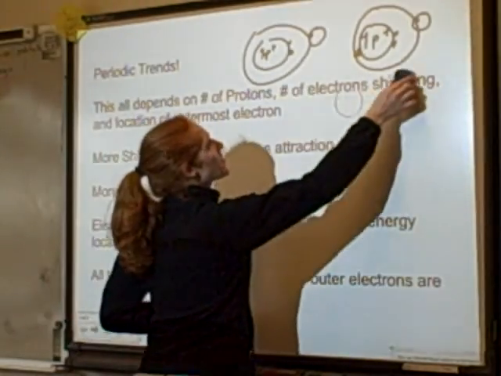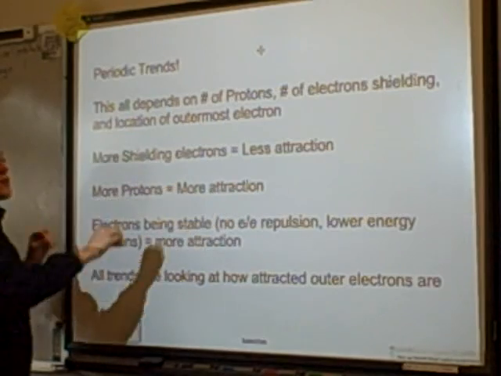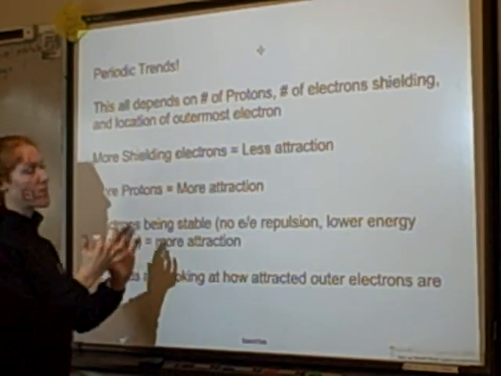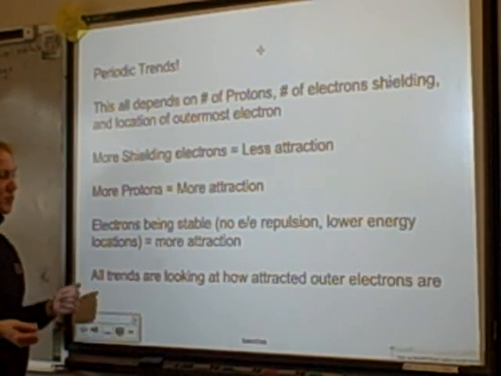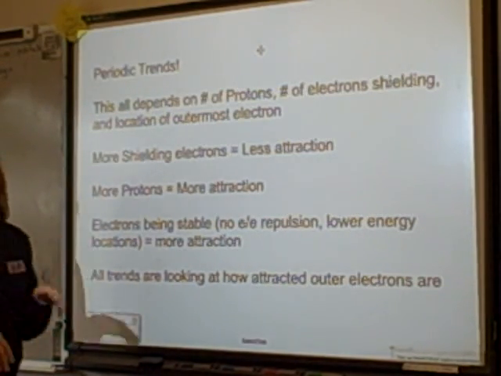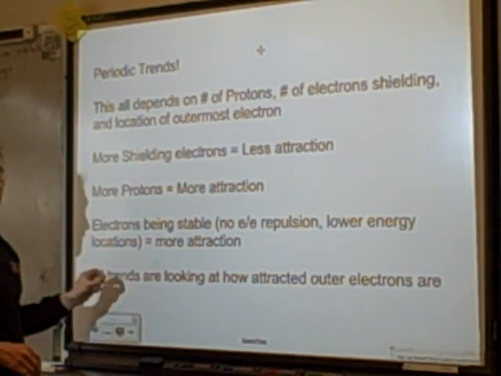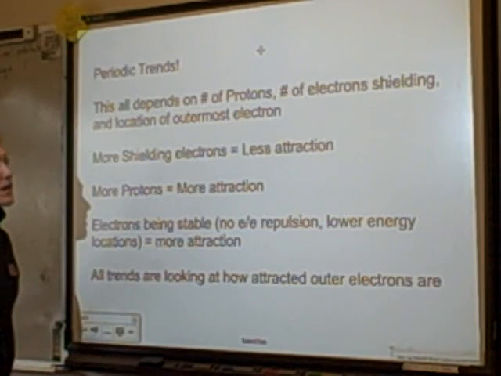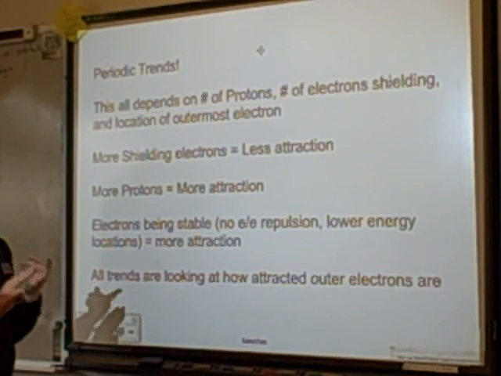Trend is, as you go across a period in the periodic table, what's happening? Are the atoms getting smaller? Are electrons becoming more difficult to remove or easier to remove? And as you go down a column in the periodic table, what happens? So as you go from hydrogen to lithium to sodium to potassium, what happens to how hard it is to remove an electron, how large the atom is? Those are trends. We're going to look at atomic radius, ionization energy, electronegativity, and electron affinity.